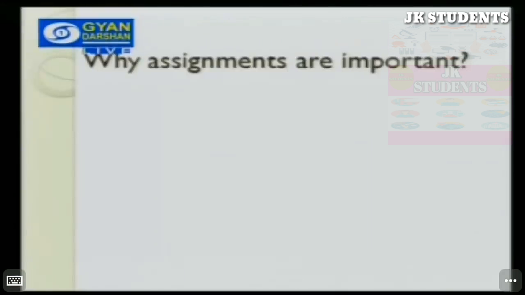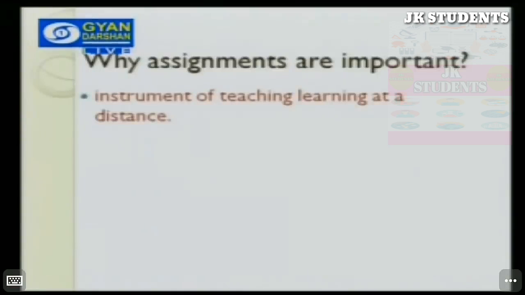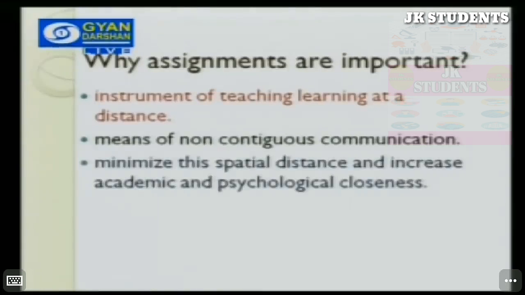Why are assignments important? Actually, in our open and distance learning system, assignments are the instruments for teaching learning. Through assignments, we interact with our learners. So it is a mode of interaction also. Though it is a non-contiguous communication, it helps in minimizing the spatial distance between the teacher and the learner, and it increases the academic and psychological closeness between the tutor and the learner.